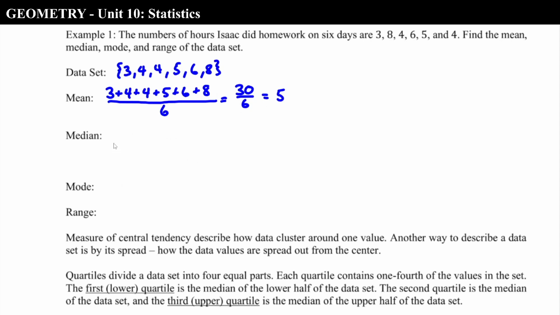Now the median is going to be the middle, okay? So we have 3, 4, 4, and then the middle occurs here. We have 5, 6, and 8 on the other side. So since we have an even number of values, we have to take the average of the two that are on either side of the middle. So we're going to take the average of 4 and 5, and so the median is 4.5.